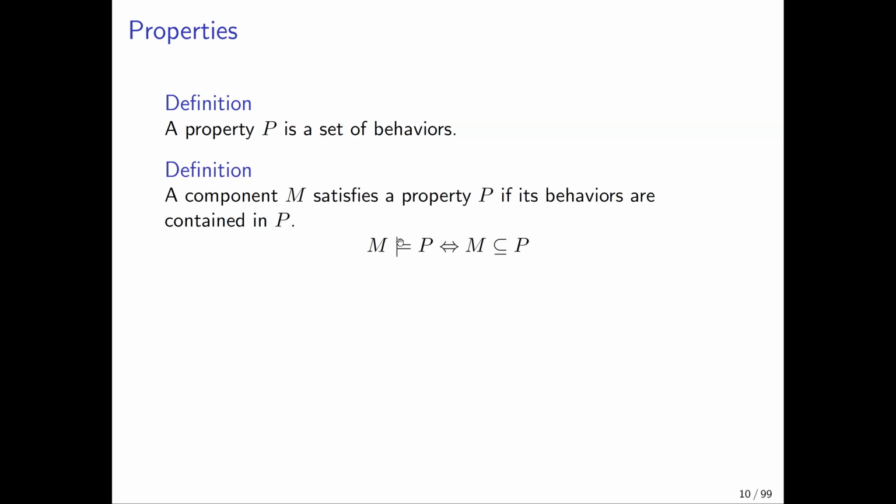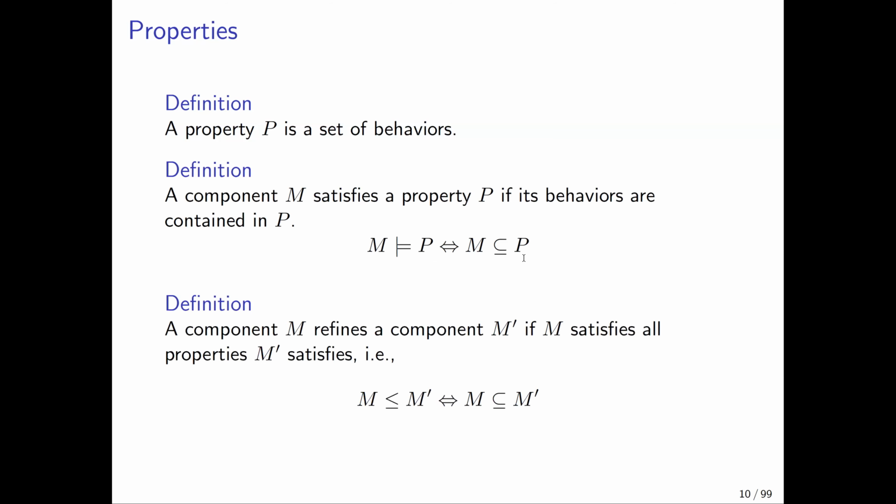So this gives us immediately a notion of satisfaction of a property by a component. We say that a component satisfies a property when every behavior of your component is a behavior that we like, a behavior that is safe and so on. So we have this notion of subcomponents as well, right? We say that a component is a subcomponent of another one when all its behaviors are contained in the other component. So this is just subsetting.